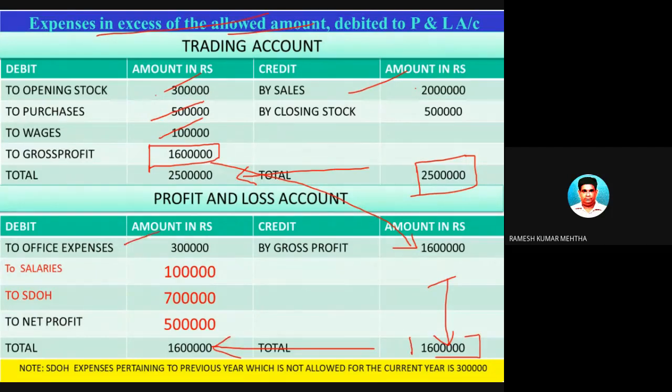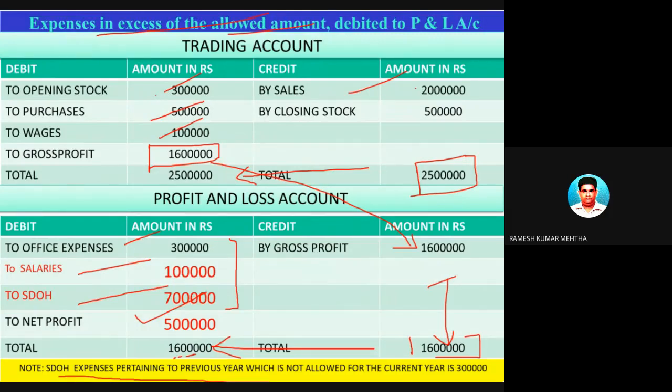Office expenses are allowed, salaries are allowed, selling and distribution expenses are allowed. So this total expenditure is 11 lakhs. So 16 lakhs minus 11 lakhs, you will get 5 lakhs. Now look at the adjustment.